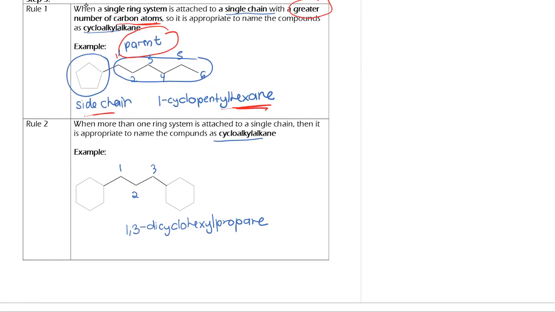Okay, when more than one ring is attached to a single chain, the name will be a cycloalkyl alkane. So the name will be 1,3-dicyclohexyl propane.